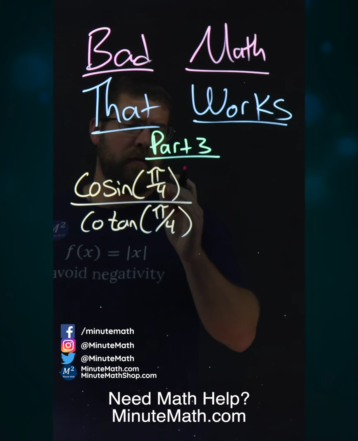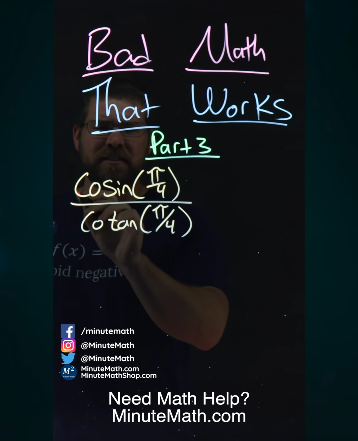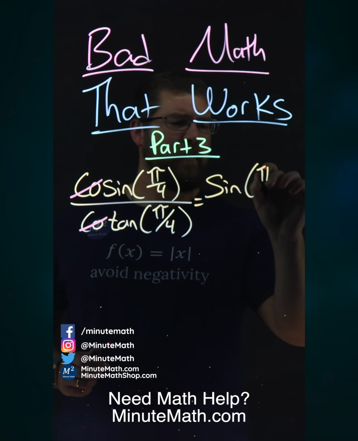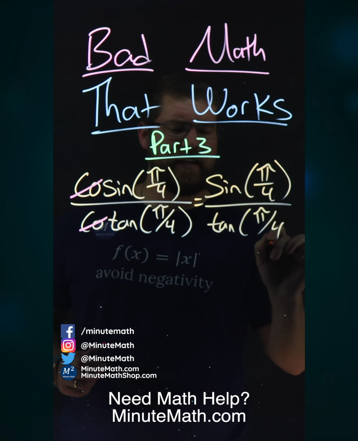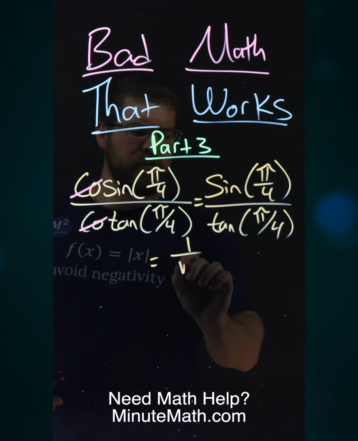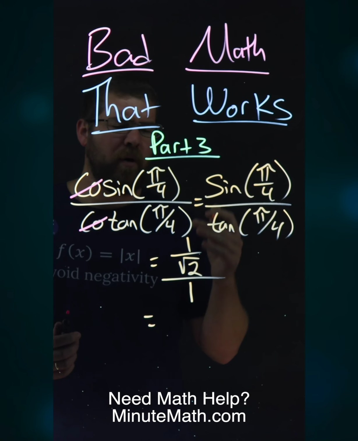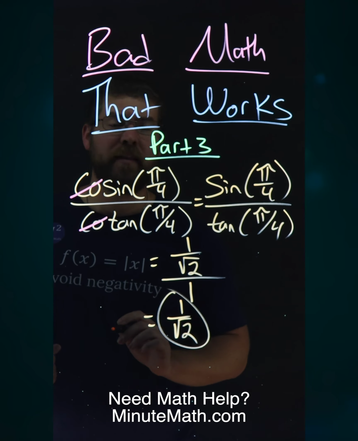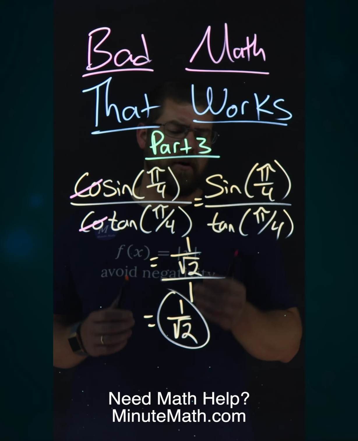We have the cosine of pi over 4 over the cotangent of pi over 4. Whoa, we got CO, so let's just cancel that out right there. And so we're left with the sine of pi over 4 over the tangent of pi over 4. Remember, we just can cancel those out. From there, the sine of pi over 4 is 1 over the square root of 2, and the tangent of pi over 4 is equal to 1. Well, 1 over square root of 2 over 1 is just 1 over square root of 2. And there we got it. So the cosine of pi over 4 over the cotangent of pi over 4 is 1 over the square root of 2.